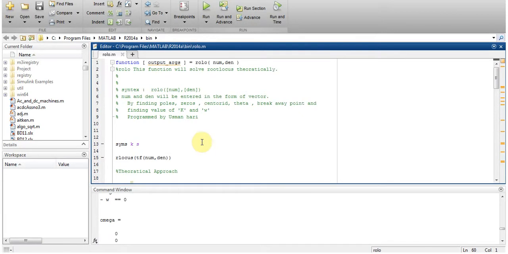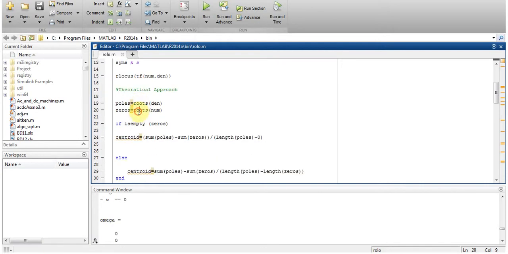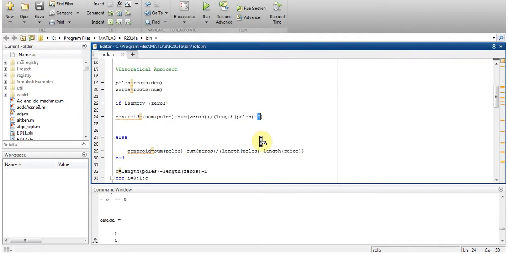The code of this is written simply using the built-in command rlocus, which is used to plot the root locus, and I'm symbolically declaring K and S as variables so that I can manipulate them. And to find the roots of polynomials or equations, we just use roots den and roots num. As we know, the denominator gives the poles and the numerator gives the zeros. Now this command is used to check whether the vector is empty or not. If it is empty, we will use poles minus zeros, and if there is no zero, MATLAB will show an empty matrix which cannot be used in this formula. So I have just manually entered zero and made a check.